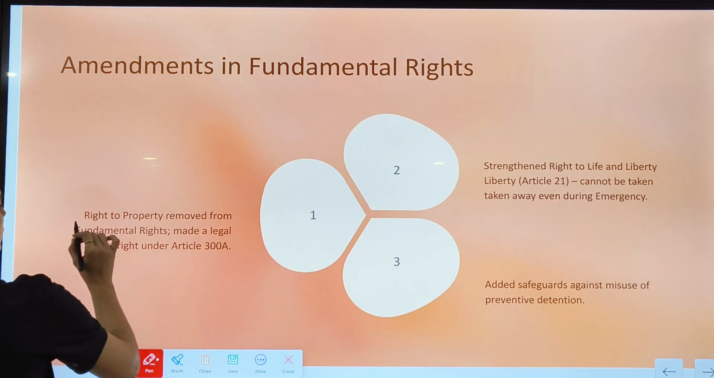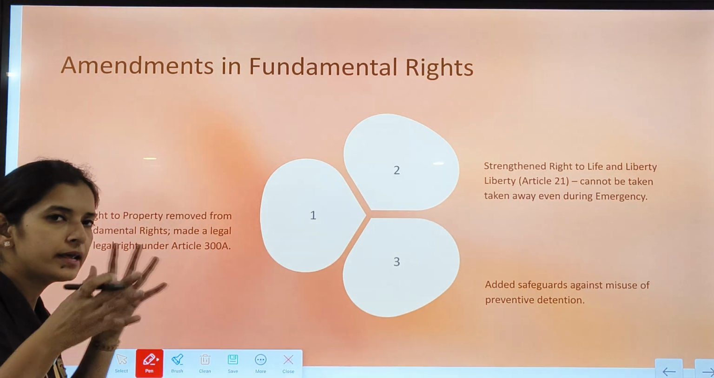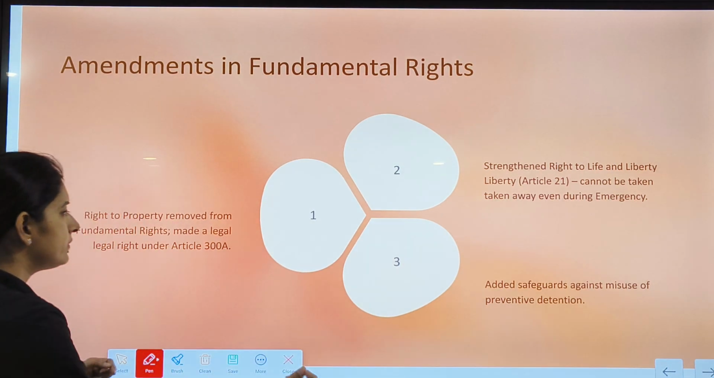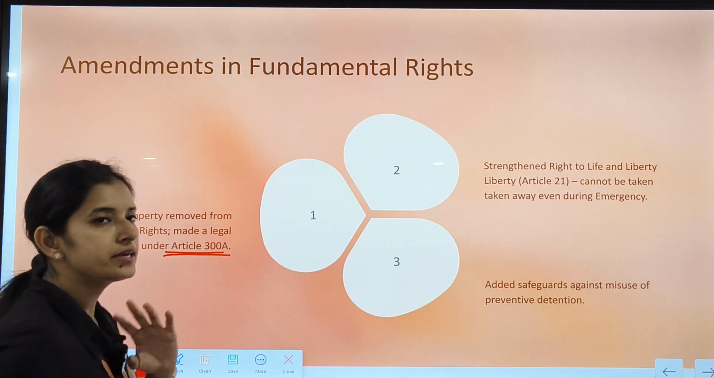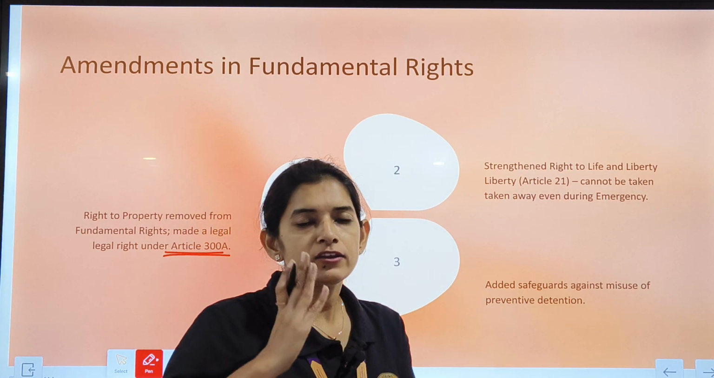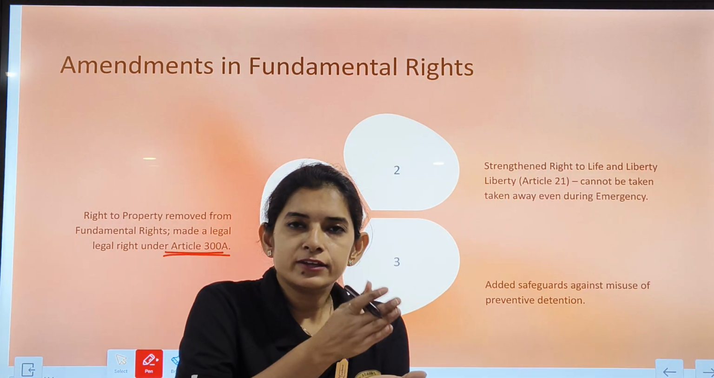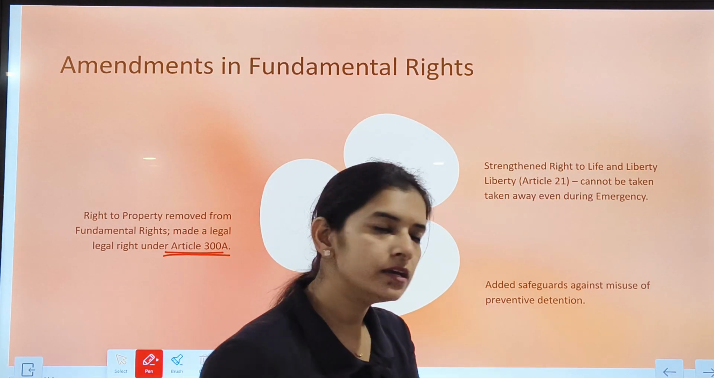right to property removed from fundamental rights. Prior to this, the right to property was also a fundamental right, but it was removed under Article 300A and it became a legal right. In spite of being a fundamental right, the right to property now became a legal right.